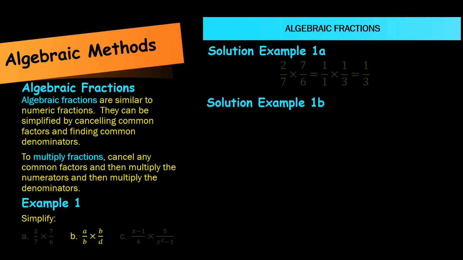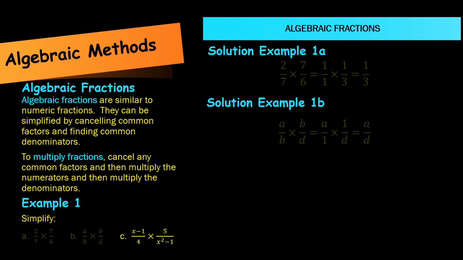And now for part B. We can cancel the b's as shown, and we can leave the a and the d as they are. Then multiply to give a times 1 is a over 1 times d is d.